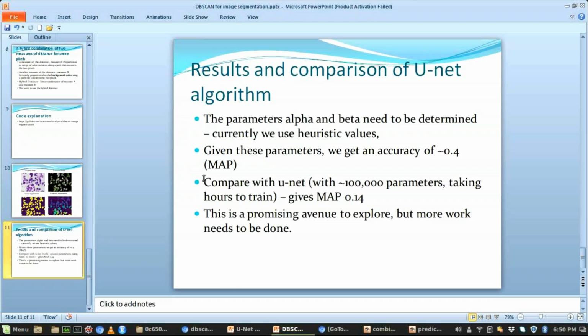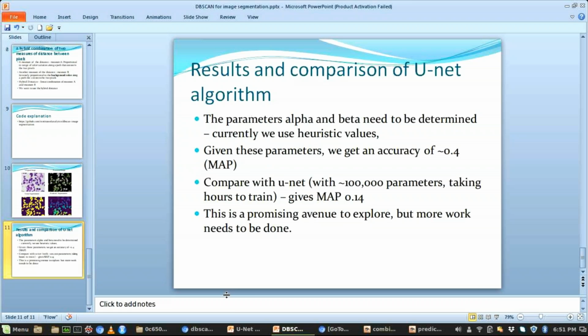In the competition, some of the best values are around 0.55. But what is pointing out to us is that this is accomplishing what U-Net could not accomplish. U-Net gave a MAP of 0.14 with 100,000 parameters. We are talking about only maximum 4 parameters, and then we are getting an accuracy of 0.4, that is 40% accuracy.